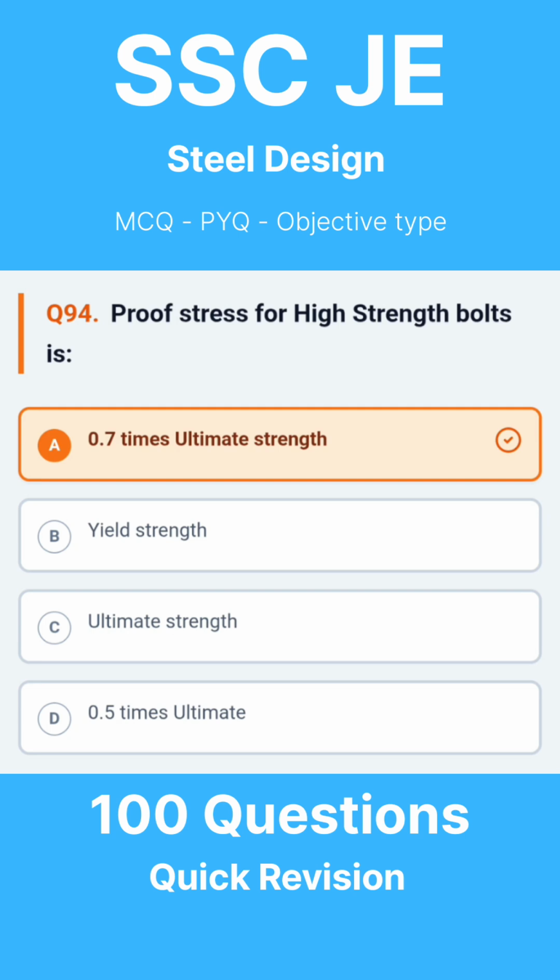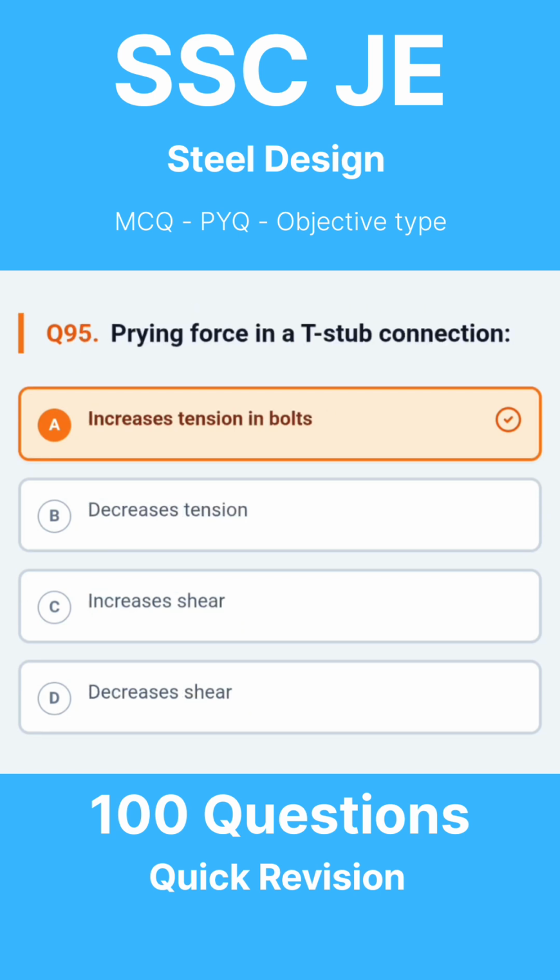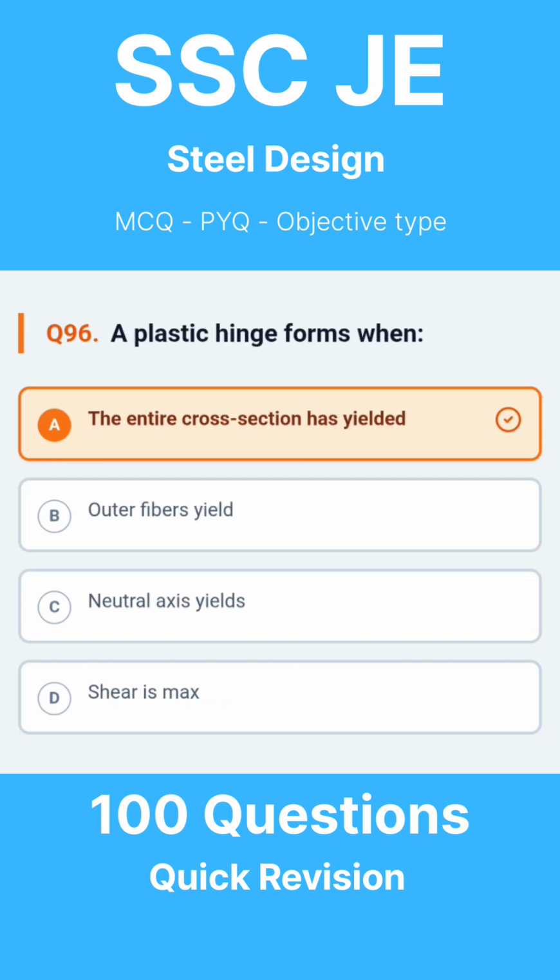Question 94. Proof stress for high-strength bolts is. The correct answer is 0.7 times ultimate strength. Question 95. Prying force in a T-stub connection. The correct answer is increases tension in bolts. Question 96. A plastic hinge forms when. The correct answer is the entire cross-section has yielded.